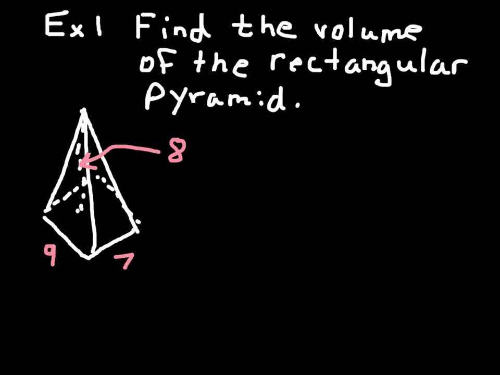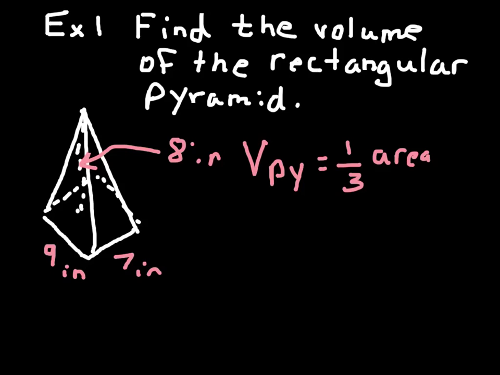Now notice that our rectangle on the bottom is 9 by 7, and notice the height of this pyramid from the very tip to the middle of the rectangle is 8. I'm going to label this here. We'll say that all these are in inches. Now, by our formula, to find the volume of a pyramid, we take 1/3 times the area of the base times the height.